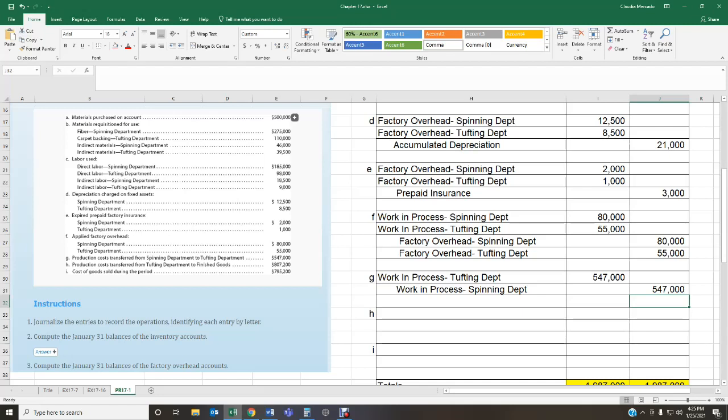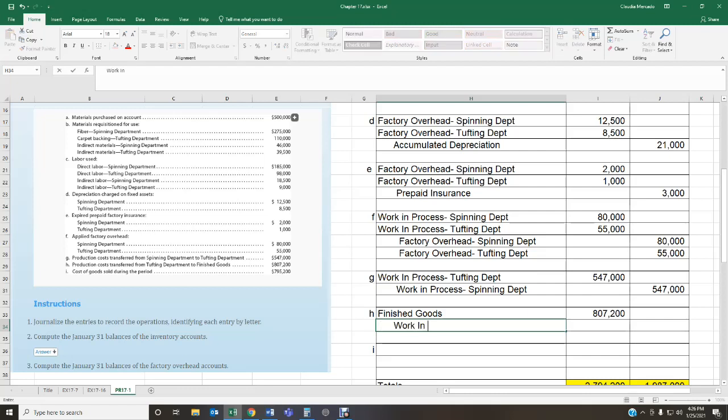Okay, so in letter H, we're done with the tufting department. The tufting department is now done with the carpet, and it's now ready to be moved to finished goods so we can sell it. So what's going to happen? Well, now my finished goods is going to have the actual cost of both the tufting and the spinning. Whatever I spend in spinning and tufting, now I'm going to transfer that to my finished goods, and we spend $807,200. Okay, well, what's going to happen to your balance in your working process tufting?